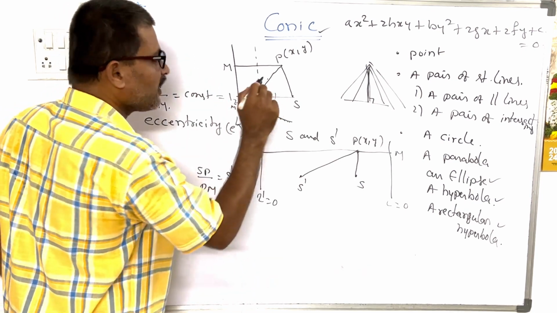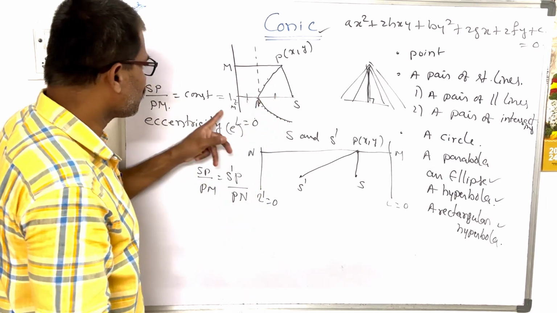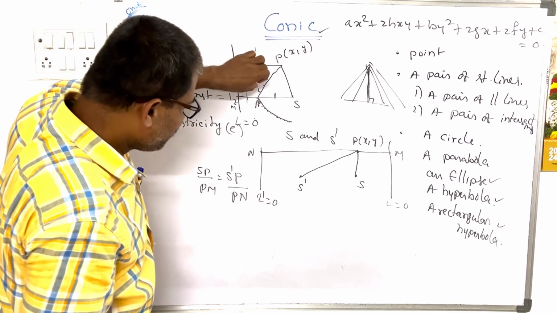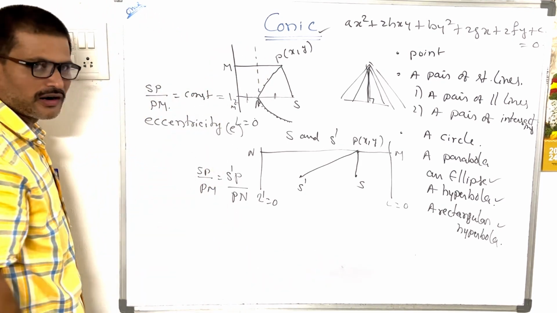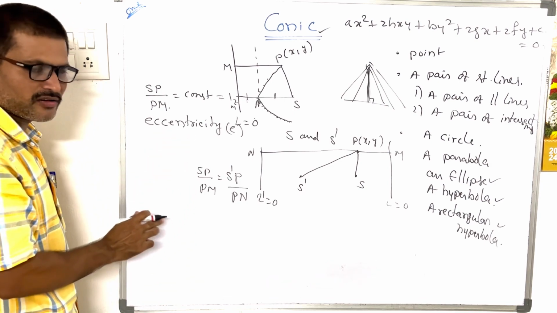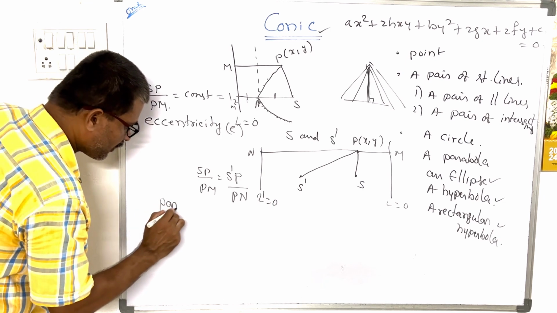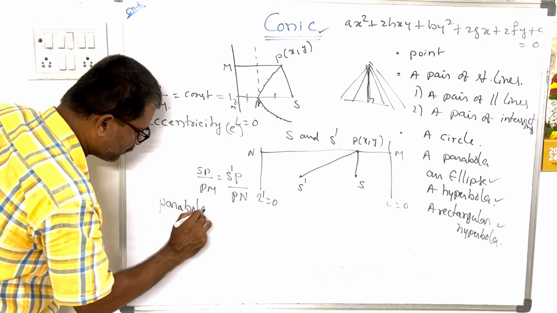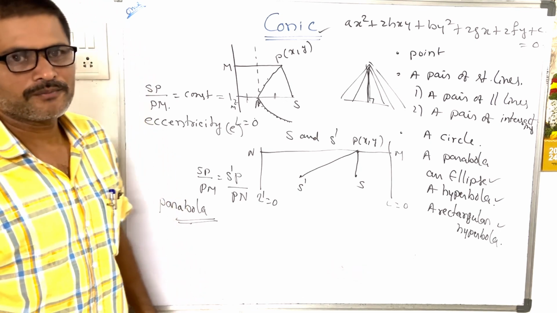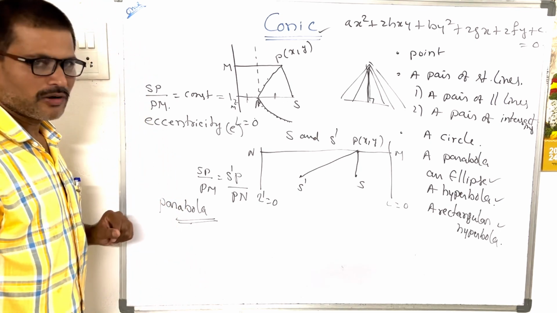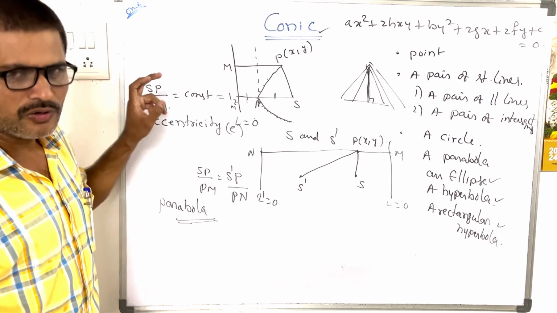Now these are always equal. So that is equal to 1. So for this type of conic section, the eccentricity equals 1. The geometrical representation of this type of conic section can be treated as a parabola. Now in that parabola, the constant ratio SP by PM equals 1.